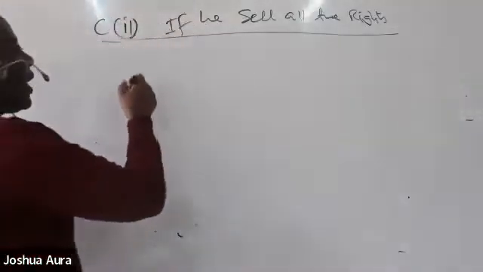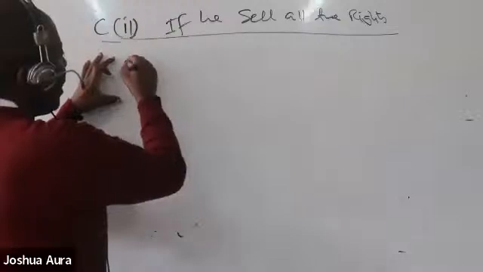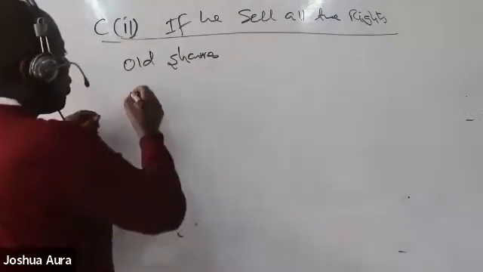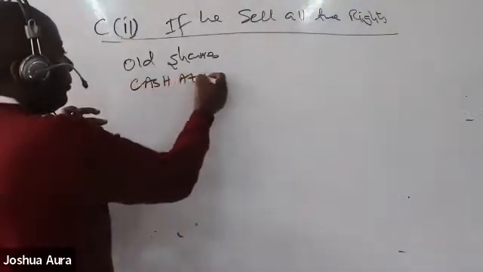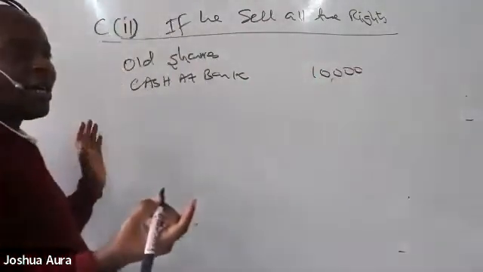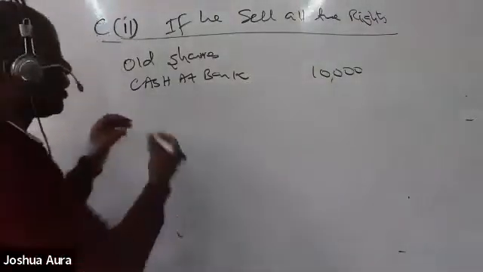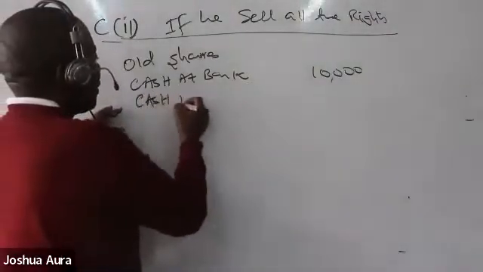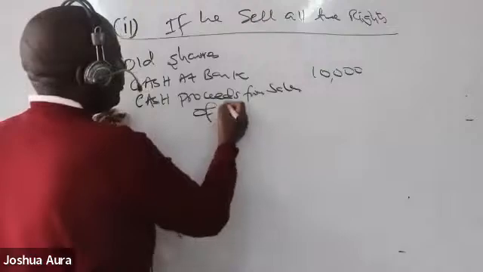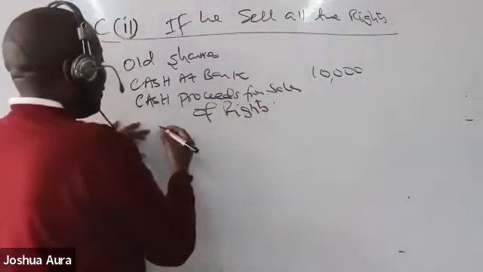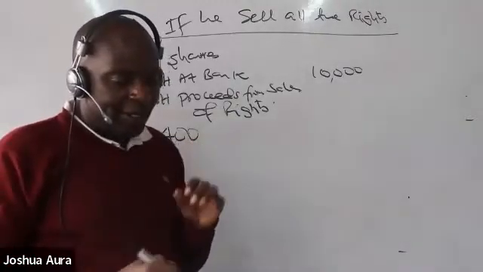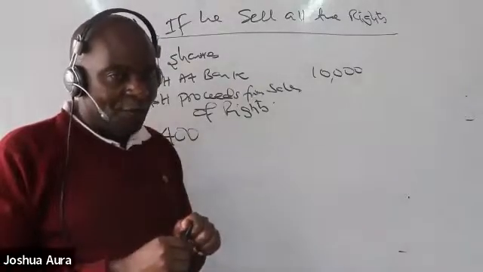If he sells all his rights, of course, in his balance sheet we are going to have his old shares. And then number two, we are going to have cash at bank. Cash at bank will remain at 10,000 this time around, because he's not buying shares. And then he's going to sell rights, so we have here cash proceeds from sale of rights. Remember the rights this guy is going to sell are 400.